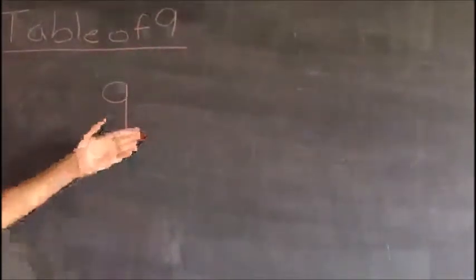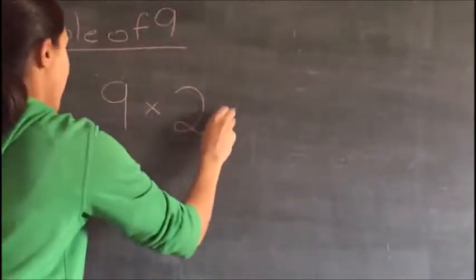Our next tip is using the table of nines. Now, another really cool trick that you can do using the table of 9 is you can figure out the answer to any 9 times something problem without using a multiplication chart. Here, let me show you. So let's try 9 times, let's say, 2. Now, using this method, you can easily figure out 9 times 2.